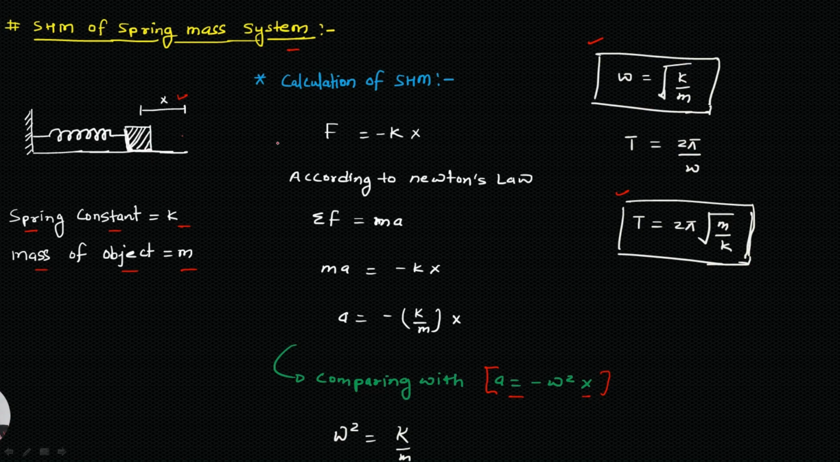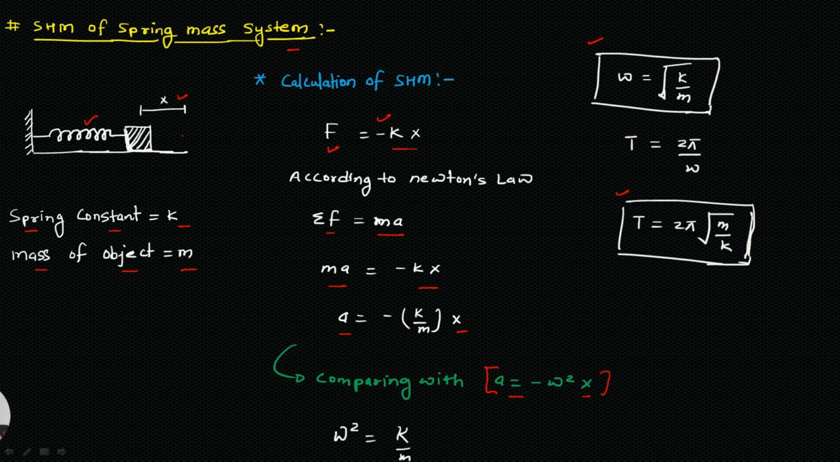Okay, so now as we know, if we displace this object by x from the mean position, then there will be a restoring force acting due to this spring, and it will be equal to kx. Because it acts in the direction opposite to the displacement, that's why we are putting a minus here. Now according to Newton's law, total force is equal to mass multiplied by acceleration. So we can write ma equals minus kx. From here we can write a equals minus k by m multiplied by x.